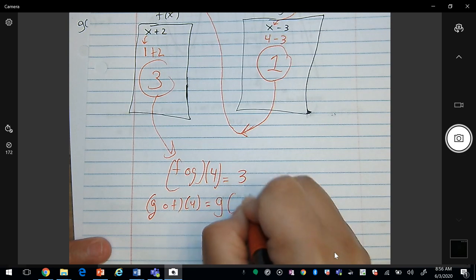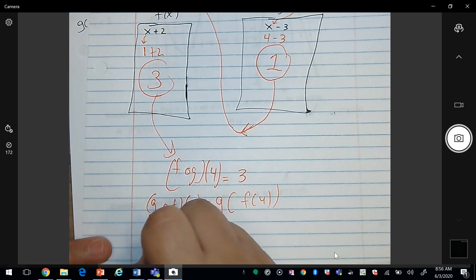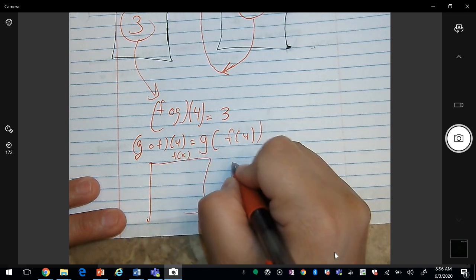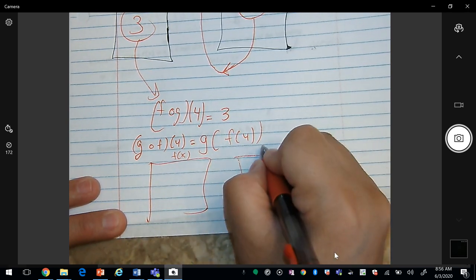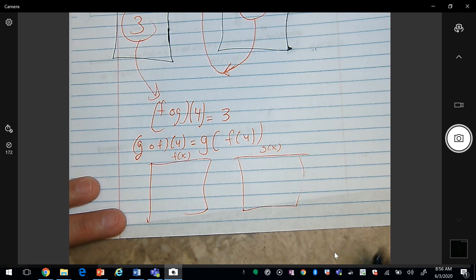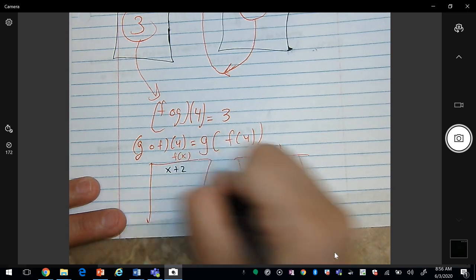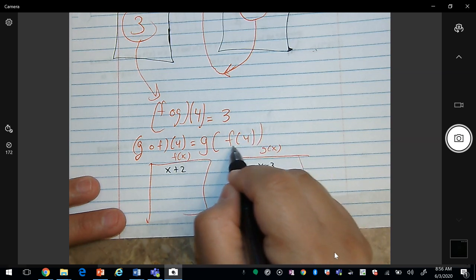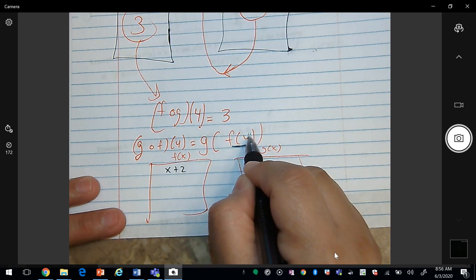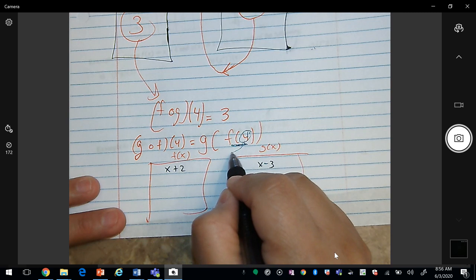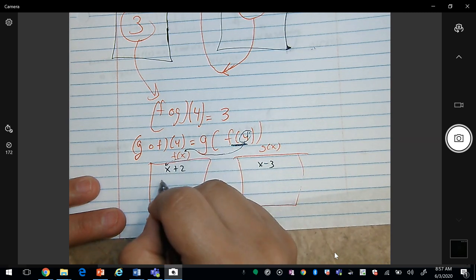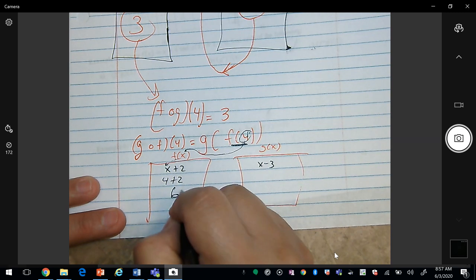Okay, so g of f of 4. If you still have your two machines, this is f of x, and this is g of x. So f of x, we have x plus 2, and g of x, we have x minus 3. First, we would visit the inside function. So this 4 is going to go to the function f, look for the x, substitute the x with the 4. 4 plus 2 is 6.